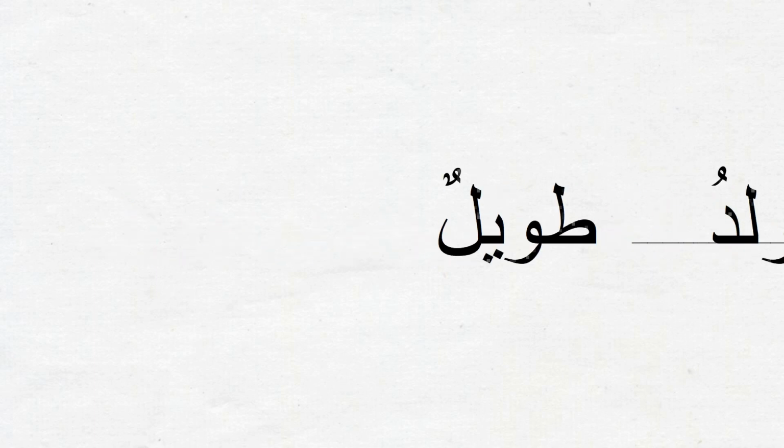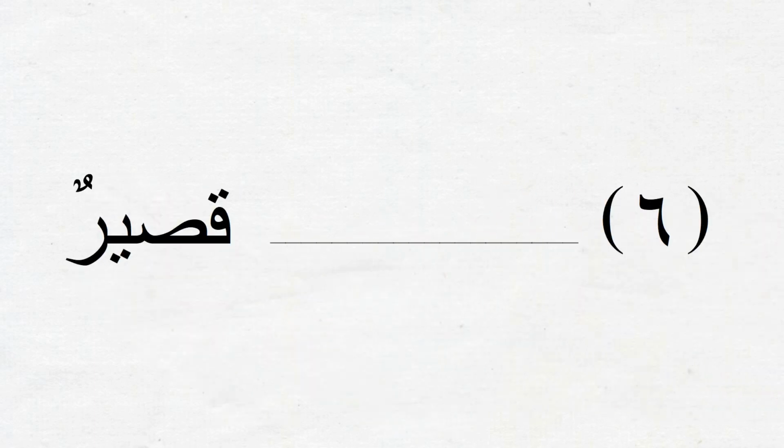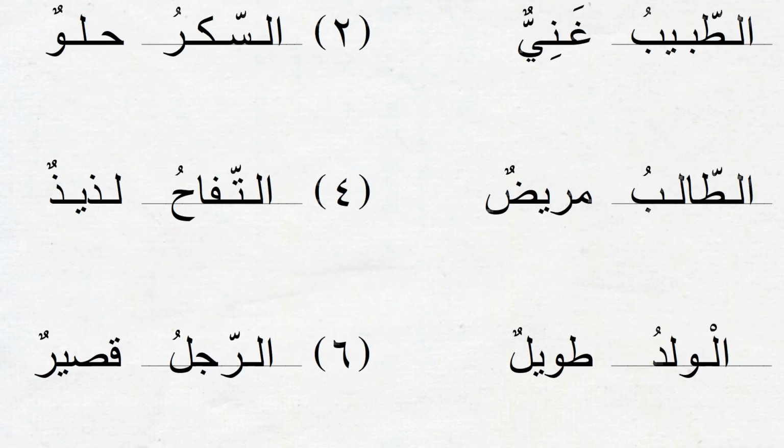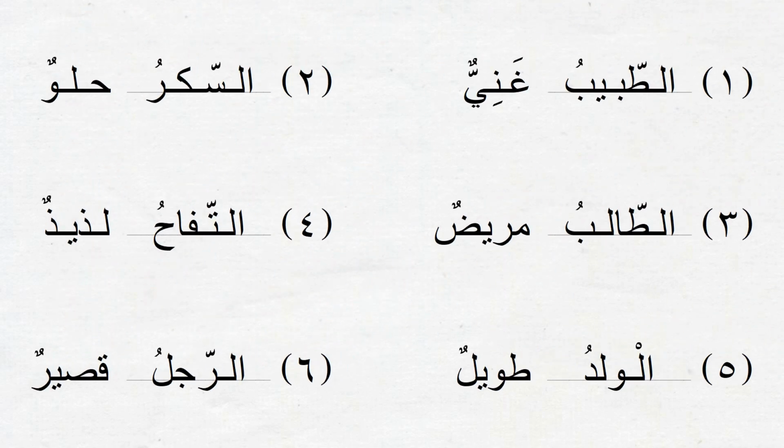Number 6, the final sentence. Our khabar is qasirun, which is the opposite of tawilun. Qasirun means short. Who can be short? Let's put ar-rajulu here. So the sentence would be, the man is short. Ar-rajulu qasirun. We are all set with this page 17.